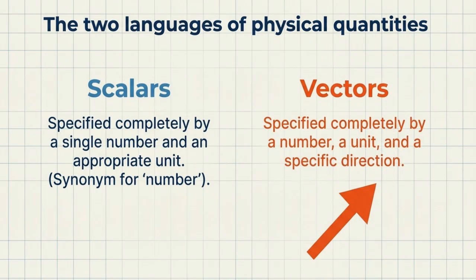Let's look at the two main ways to describe physical quantities, scalars and vectors. Scalars are the simpler type, defined entirely by a single number along with the unit that goes with it, like meters or seconds. You can think of them just as numbers that tell you how much of something there is. Vectors, on the other hand, give you more information. They're described by a number and unit as well, but also include the direction. This means that vectors don't just tell you how much, but also where or which way something is acting, making them essential for understanding things like forces or velocity.